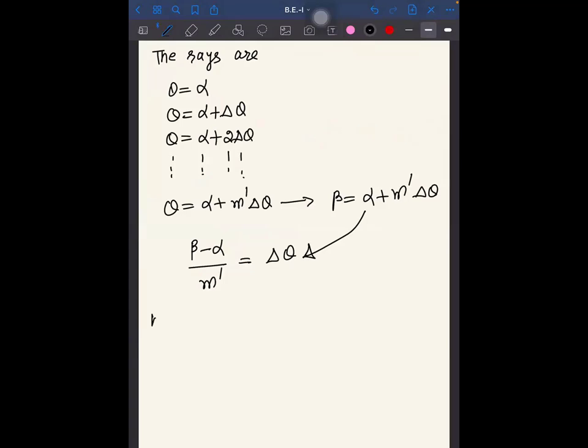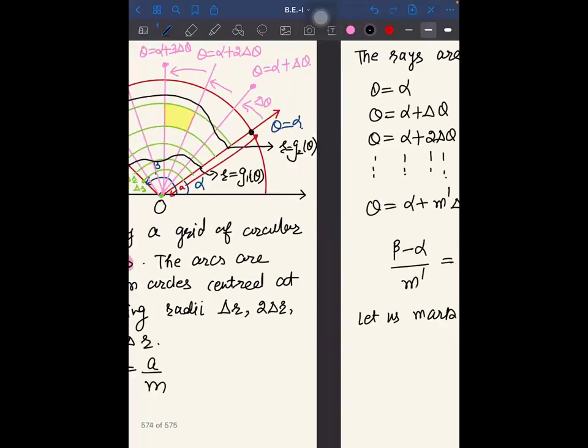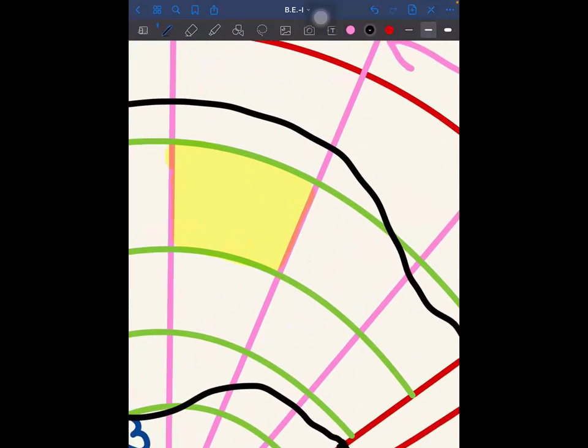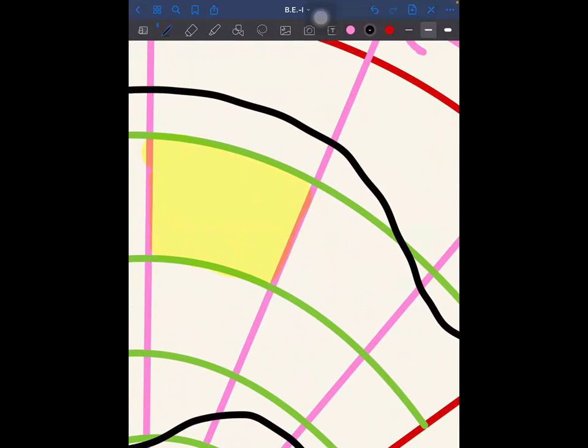Now let's assume that, let us mark the polar rectangles. Now why I'm calling it as polar rectangles? Because they are not rectangles, right? Can you see that yellow part? Does it look like a rectangle? No, sir. Why is it so? Sir, curved. Curved है. Yes. So that's why.